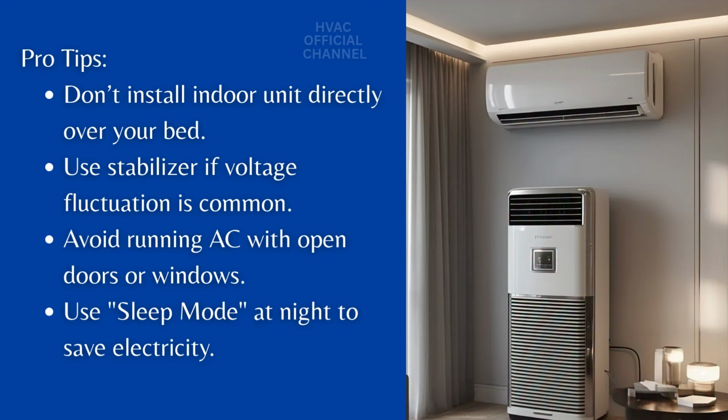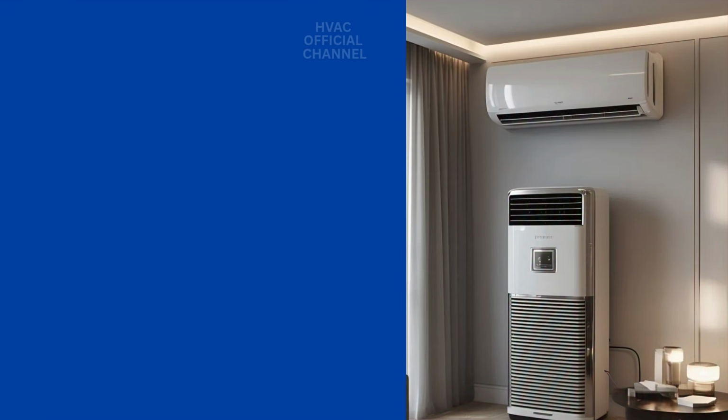Pro tips. Don't install the indoor unit directly over your bed. Use a stabilizer if voltage fluctuation is common. Avoid running the AC with open doors or windows. Use sleep mode at night to save electricity.